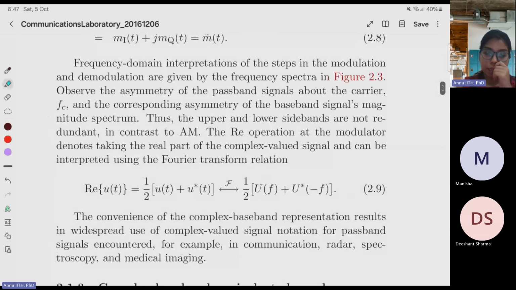So the Re operation in the modulator denotes taking the real part of the complex valued signal and can be interpreted using the Fourier transform relation. The real part is equal to 1/2 (u(t) + u*(t)). Then the Fourier transform is nothing but 1/2 (U(f) + U*(-f)). So again, remember, the complex part of any signal, if it is converted to a Fourier transform, is associated with minus frequency. Understood? The convenience of the complex baseband representation results in the widespread use of the complex valued signal notation for passband signals encountered, for example, in communication, radar, spectroscopy, and medical imaging.